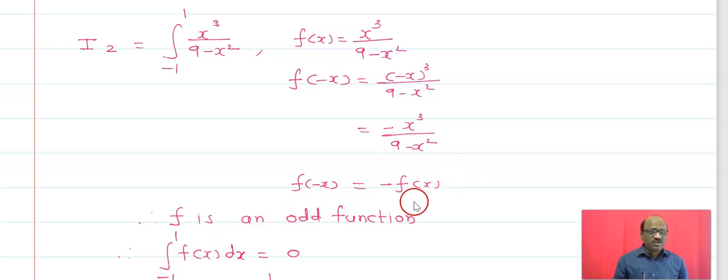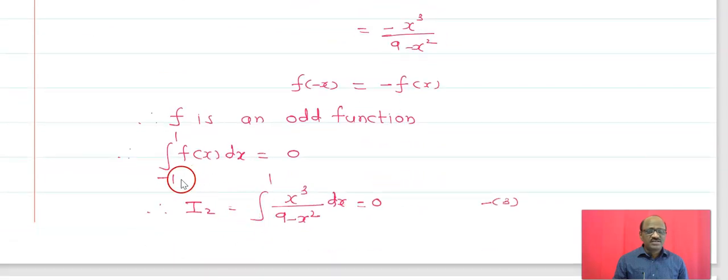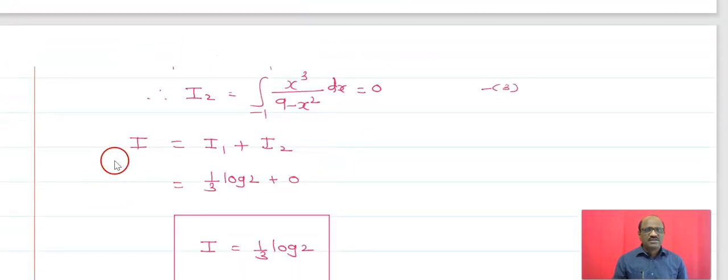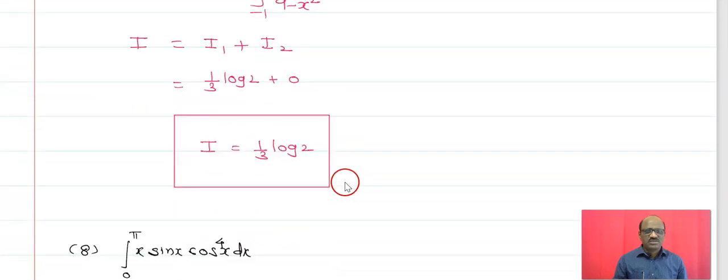f is an odd function, and that's why its integral from minus 1 to plus 1 of f of x dx is equal to 0. And that's why the integral I is equal to I1 plus I2. The value of I2 is 0. And therefore, our answer is I is equal to 1 upon 3 log of 2 in this way.